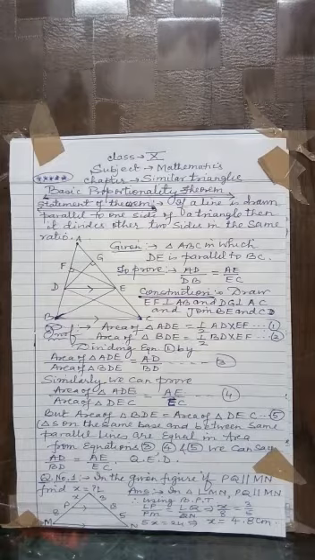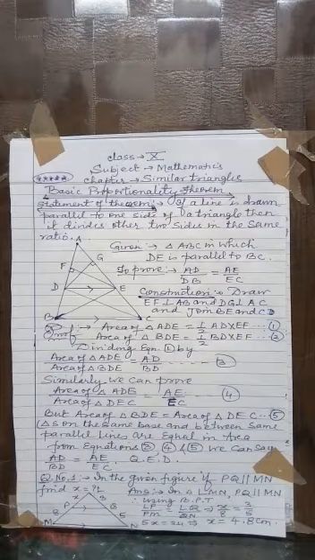You have to know the proofs of these theorems, as well as later apply them directly in your problems. So your first theorem is the Basic Proportionality Theorem, which is also called Thales theorem after the mathematician Thales who discovered it. The statement of the theorem is: if a line is drawn parallel to one side of a triangle, then it divides the other two sides in the same ratio. This is the statement which you have to prove.